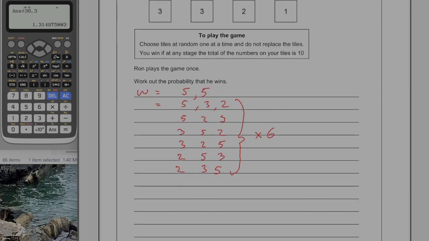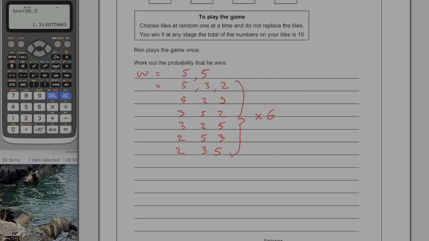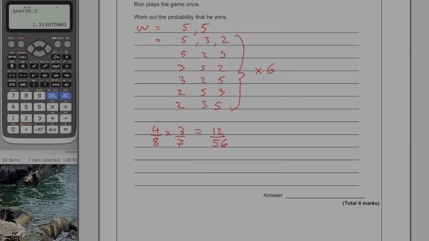Right, so the probability of picking a 5 and then a 5 is going to be, we've got 4 5s, haven't we? So we've got 4 over 8 times by 3 over 7. Although, no, actually, I'm not going to cancel it down, for the reason that I want to keep the denominators the same. So that will give me 12 of 56. So that's a 5 and a 5.